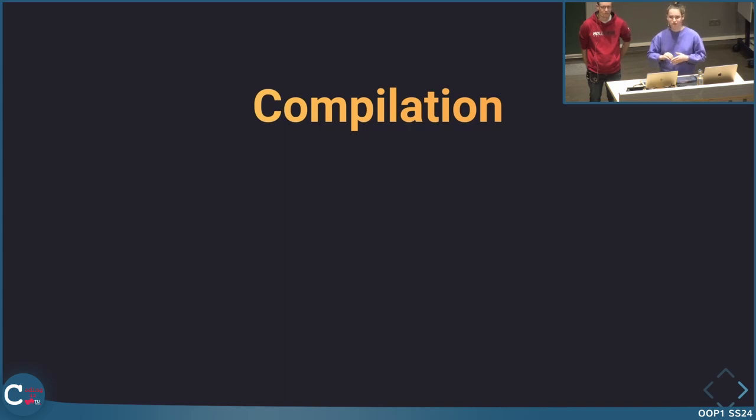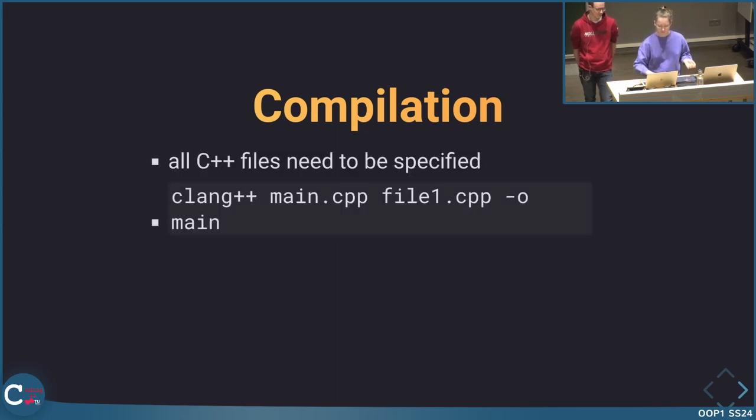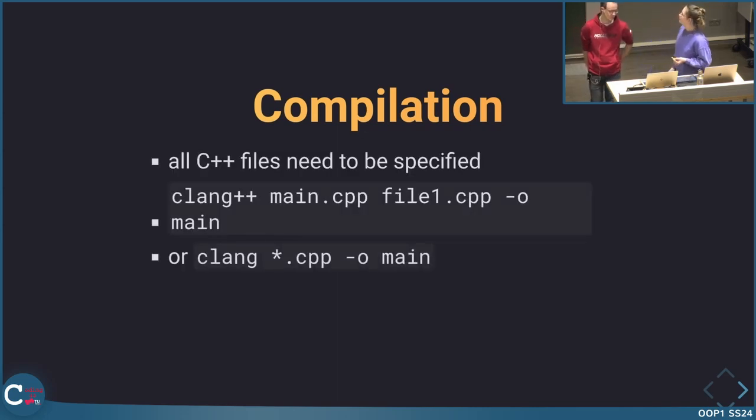Yeah, let's look at how we compile multiple files. When we compile, we only specify the CPP files. So most often for each CPP file we have, we create exactly one header file, which we'll include in other files. And to compile these, we'll need to specify all CPP files to Clang. Yeah, like this. Or if you just want to compile all CPP files, you can use this wildcard here.